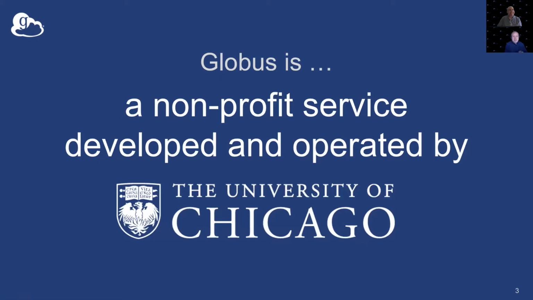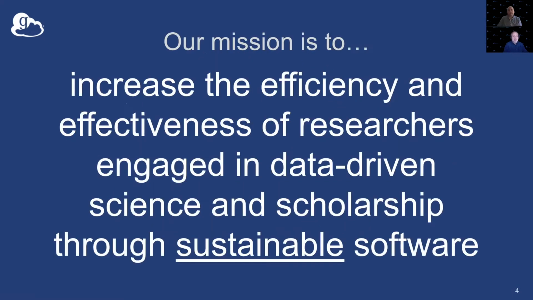I want to clarify what Globus is as an organization, because sometimes we get people that are confused. They think we are a regular commercial software company. We're actually a group at the University of Chicago. We're a university department in the VP of Research's office, and we're a bunch of people interested in helping everybody do their research better, especially research that's data intensive. And we do that by delivering sustainable software.